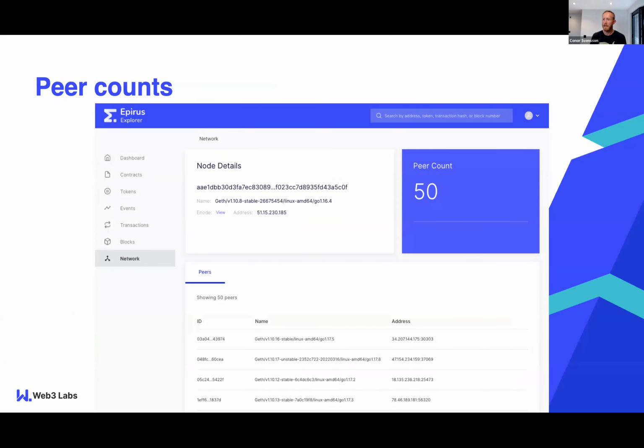Other features in Epirius include details like peer counts as well. Certainly, if you're running in a more permissioned network, or if you're an enterprise and you want to restrict exactly what nodes you're speaking to, you might want to have visibility of the nodes that you're connected to. And again, this is additional information that you won't typically see on other block explorers.